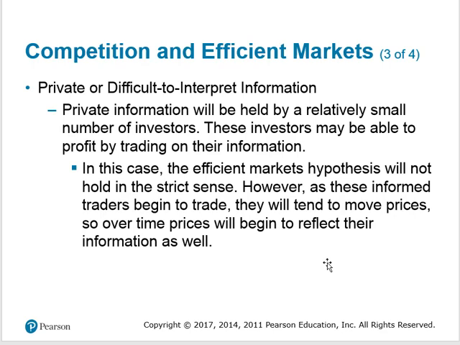What about private information or information that's difficult to interpret? Private information is held by just a few people, right? That's why it's private. They may be able to profit by trading on their information. If they can do that, obviously the efficient markets hypothesis won't hold in the strict sense. As these informed traders begin to trade, though, they're going to tend to move prices so that over time prices will begin to reflect that information as well.